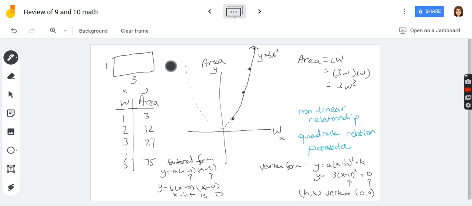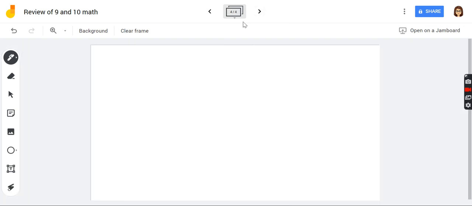concept of similar rectangles and reviewed linear relationships and quadratic relationships, and we even reviewed the forms of the quadratic relationships that are useful. There is another one called standard form, little less useful. These are the useful ones. Okay, I'm going to show you one more thing, and that'll be the end of our review for now.